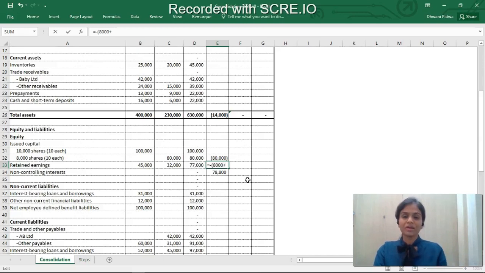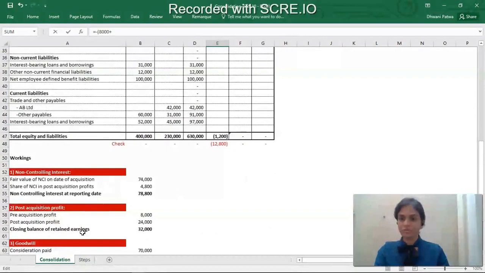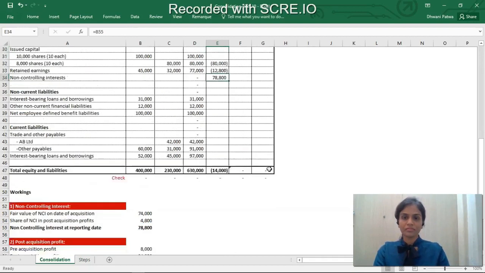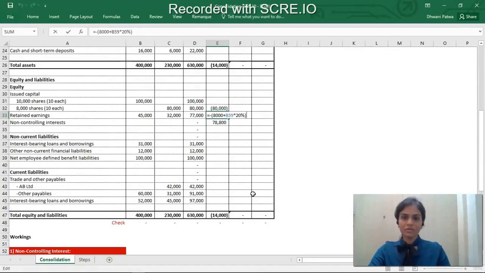What else do I eliminate? I eliminate that portion of BB Limited's retained earning that does not belong to AB Limited in post-acquisition profit. What is my post-acquisition profit? Post-acquisition profit is 24,000 and the portion pertaining to NCI is 20%. So I'll eliminate that. Now, if you see, this is what I've eliminated. 8,000 was pre-acquisition profit and 20% of the post-acquisition profit also I've eliminated. And now my check turns to zero. My entry is complete.